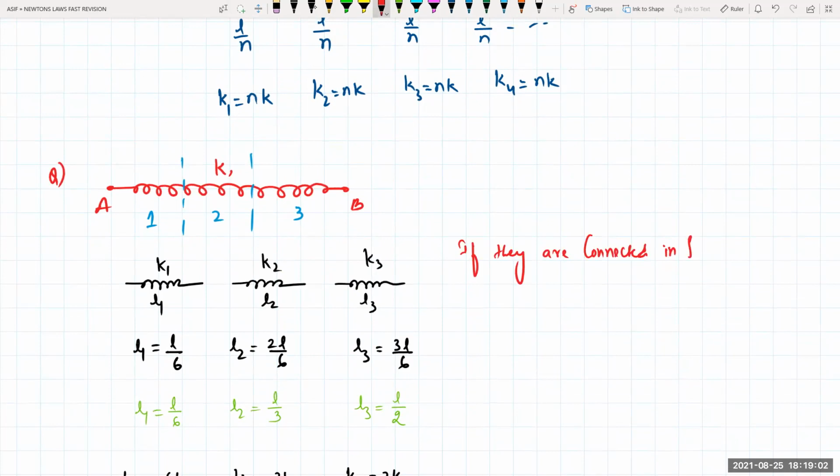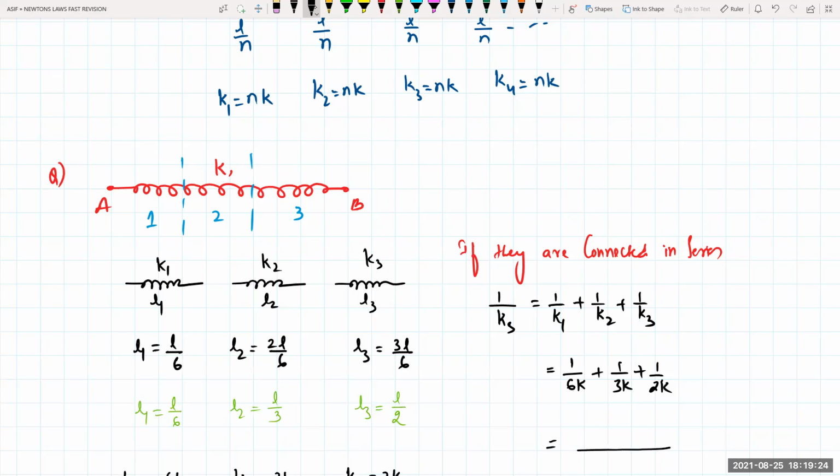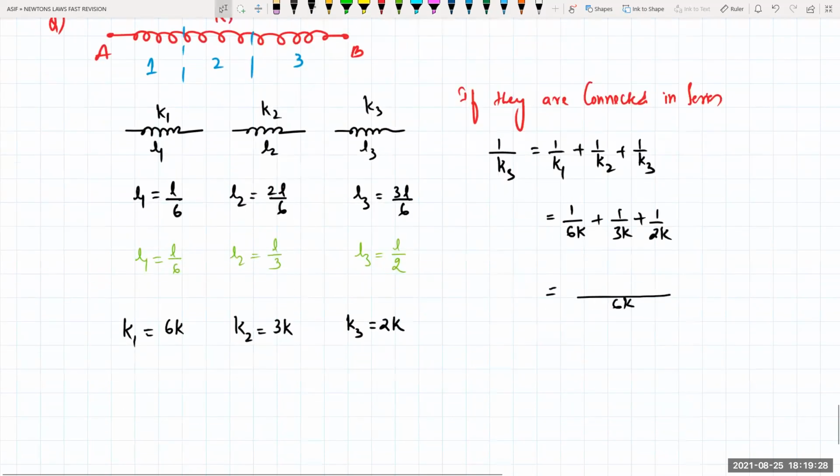If they are connected in series, tell me what will be the K effective? K effective in series: 1 by K effective equals 1 by K1 plus 1 by K2 plus 1 by K3. That will be equal to 1 by 6K plus 1 by 3K plus 1 by 2K. So take the LCM for this one. So this will be equal to how much?